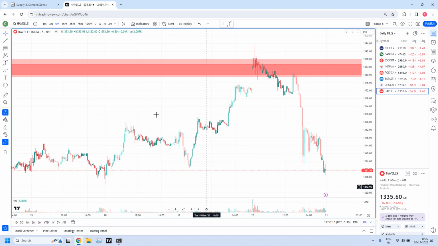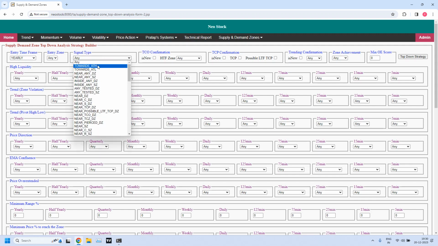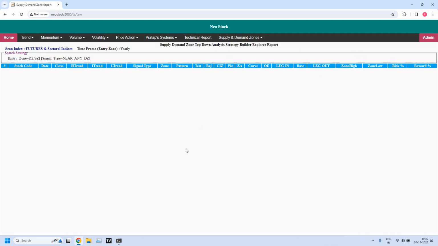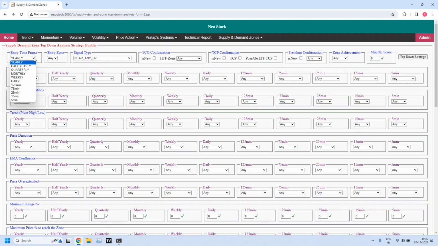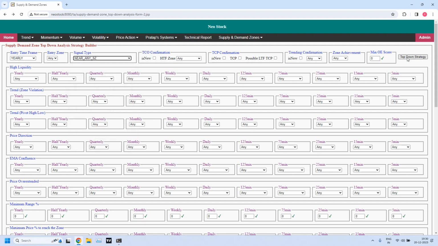Okay, now let us generate the demand and supply zones. Because I spent a lot of time today, I will quickly go through all the stocks near demand and supply zones, even daily also. Only near demand and supply zones I will generate. Let us start from the yearly time frame. Entry time frame is yearly. Let us find the stocks near yearly demand zone. No zone is there. And for the yearly time frame, let us find any supply zones near the yearly zone.